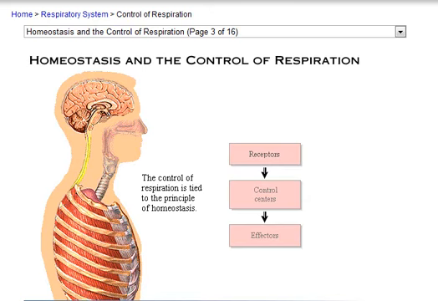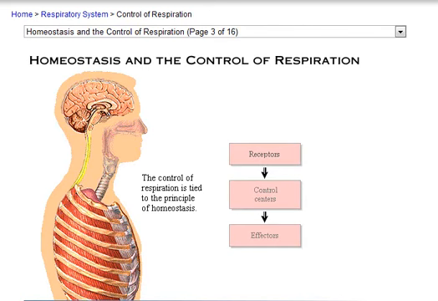Control of respiration is tied to the principle of homeostasis. Recall that the body maintains homeostasis through homeostatic control mechanisms, which have three basic components: receptors, control centers, and effectors. Let's see how this applies to the respiratory system.